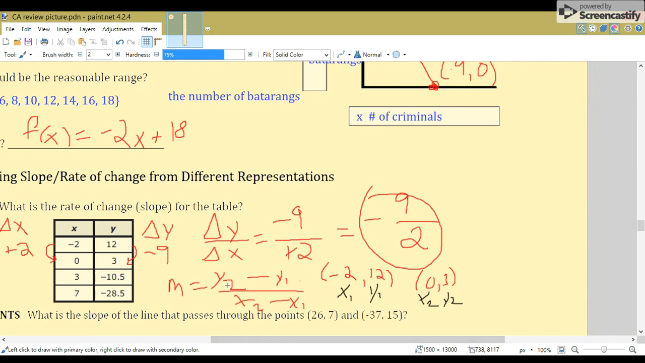Let's find out. y2 is 3, so we replace y2 with 3. We have 3 minus y1, which is 12, all over x2, which is 0, minus x1, -2. 3 minus 12 is -9. 0 minus -2: the two negatives make a positive. You get +2. You get the same answer.